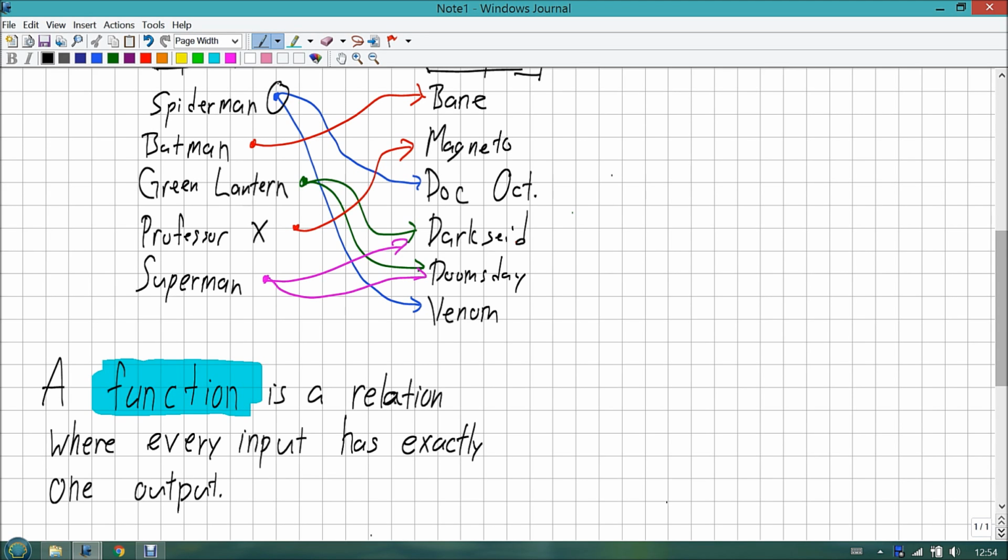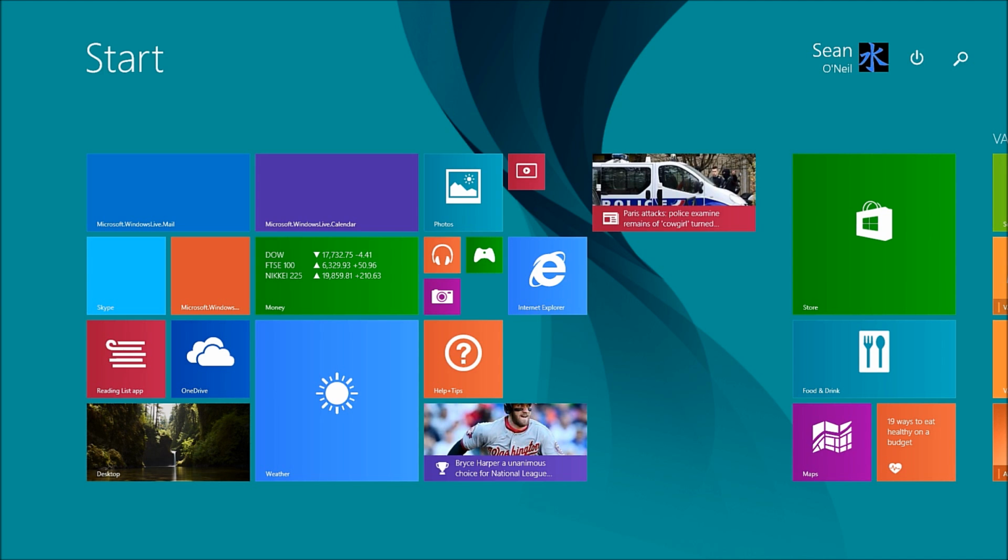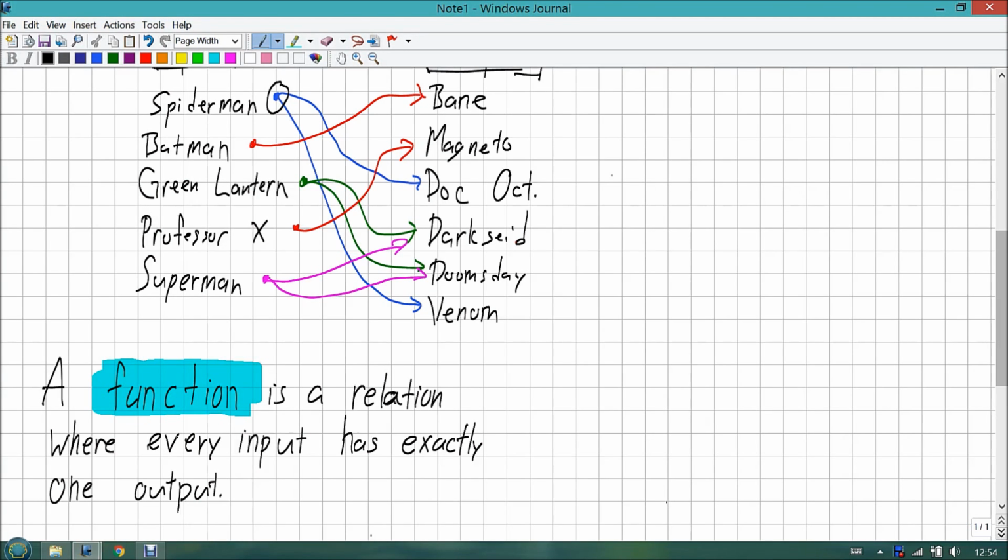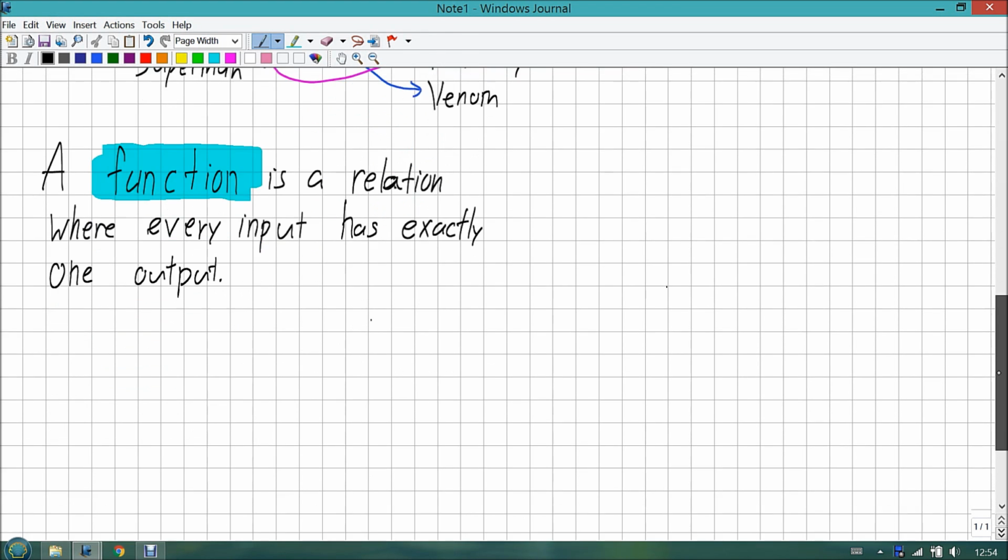For an example, Spider-Man here has two outputs. He has Doc Ock and Venom. And Green Lantern has two outputs. He has Darkseid and Doomsday. And then Superman has two, Darkseid and Doomsday. But Batman and Professor Xavier in this particular case, and I don't know why I did that, both have only one villain, so they only have one output. So this is not a function. This is not a function because we have at least one input that has more than one output.